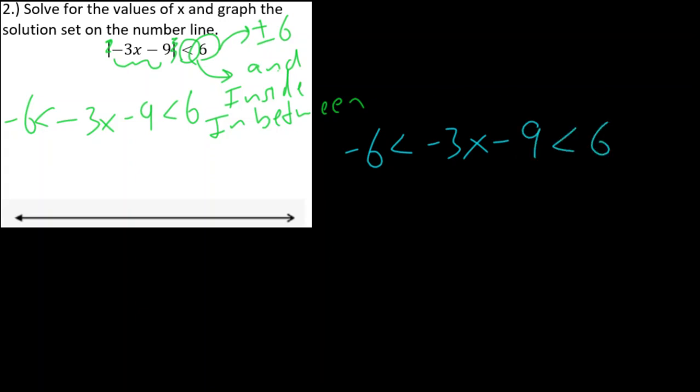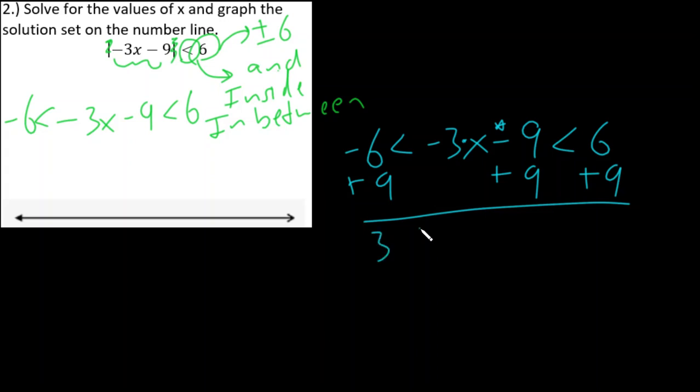Okie doke. So it's in between our inequalities, and we ask ourselves, well, what do I get rid of first? My multiplication or my subtraction? Remember, we always get rid of addition or subtraction first, so we can add 9 on all three places, in the middle and on the left and on the right, and negative 6 plus 9 will give us 3, is less than negative 3x is less than 6 plus 9 would be 15.